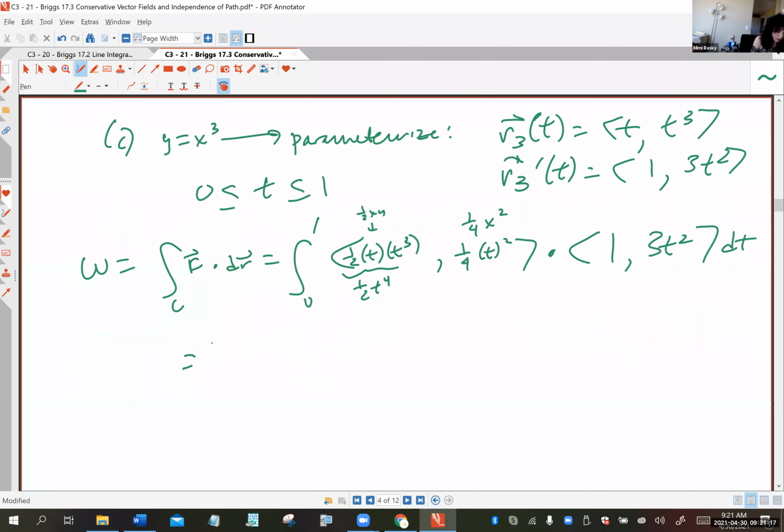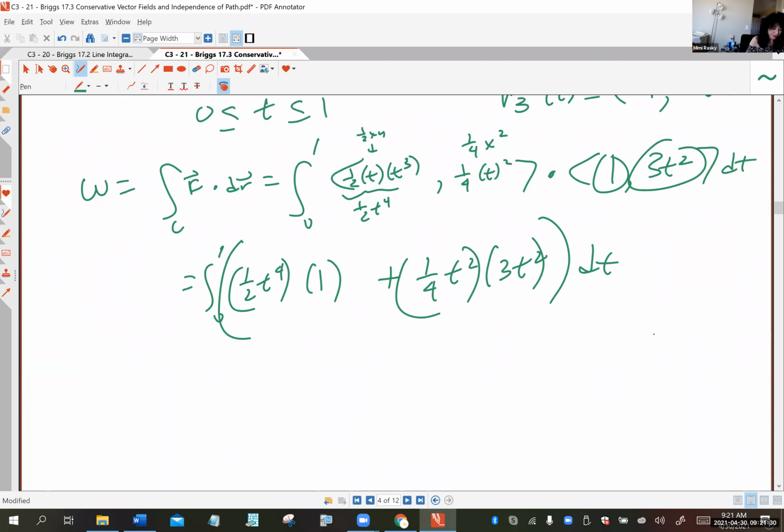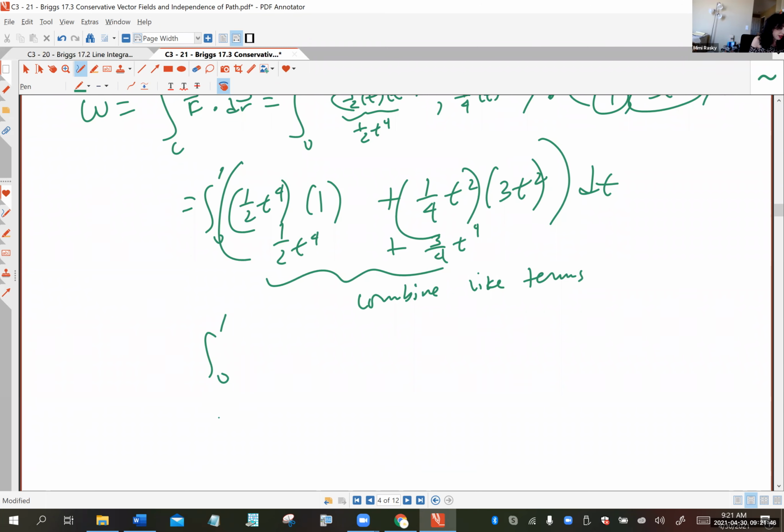So now when we do our dot product, we'll have a half t to the 4th times 1 plus a quarter t squared times the 3t squared. There's the dot product like that. And it turns out these are like terms because these are both t to the 4th terms. So how about if I combine like terms before I integrate? You don't have to, but it sure is a little easier to read. So you're really integrating... Oh, once again, we did this already. Yeah, and we did this already. So we also get a fourth.